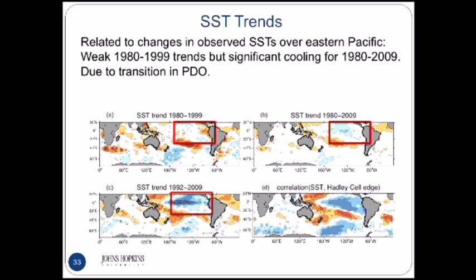So this is the trend from 1980 to 1999 in the SSTs. This is over the whole period. And then this is just the last period, 1992 to 2009. So this was a change in the characteristics of the SSTs because of what's now known as the Pacific Decadal Oscillation. This is the correlation between the SSTs and the Hadley Cell edge over the whole run. And so this change in SSTs projects very strongly onto the Hadley Cell. It's this change in SSTs in the tropics that has contributed to the expansion or the movement in the last 10 years.